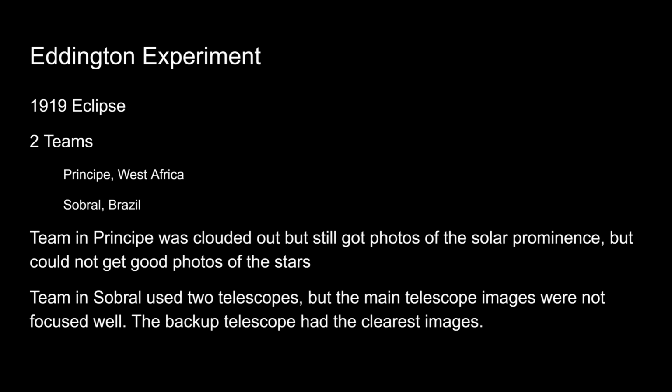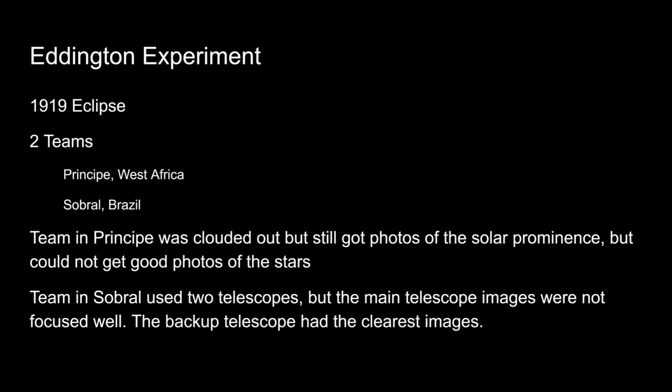The 1919 eclipse experiment is known as the Eddington experiment. The leaders of the experiment were Sir Arthur Eddington and Frank Watson Dyson. Along with their collaborators, they experimentally measured the positions of stars near the sun during the eclipse. They were broken into two teams, one in Principe, West Africa, and the other in Sobral, Brazil.